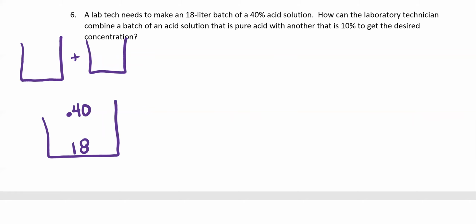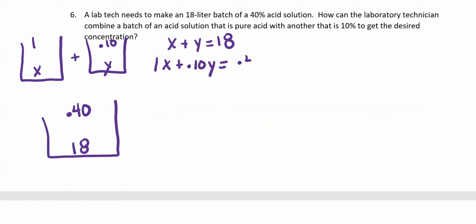The laboratory technician has pure acid, which is 100%, and 100% is 1, and another solution that is 10%. How much of each do we need to mix together? So again, we have our amount in terms of liters. X plus Y has to equal 18. And pure acid plus 10% has to equal 40% of 18.